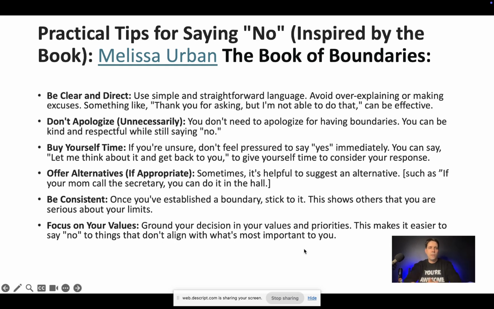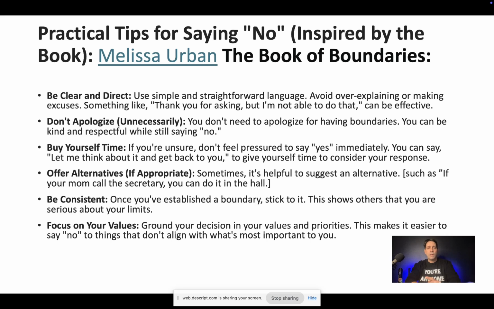Practical tips for saying no. Be clear and direct. Use simple and straightforward language. Avoid over-explaining or making excuses. Something like, "Thank you for asking, but I'm not able to do that," can be effective. Don't apologize unnecessarily. You don't need to apologize for having boundaries. You can be kind and respectful while still saying no.